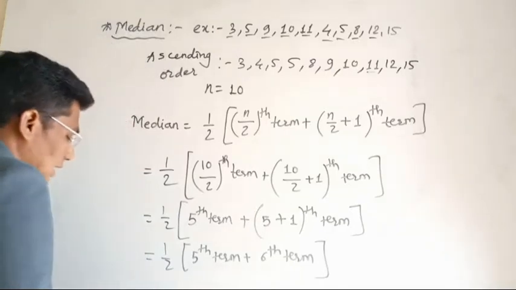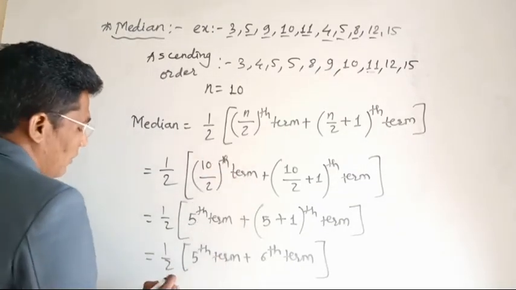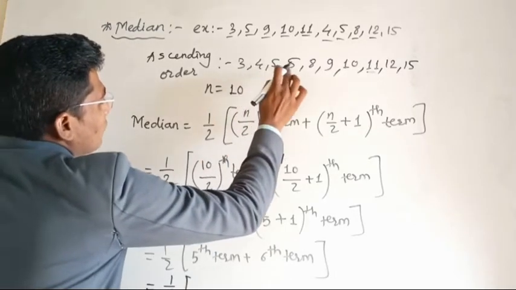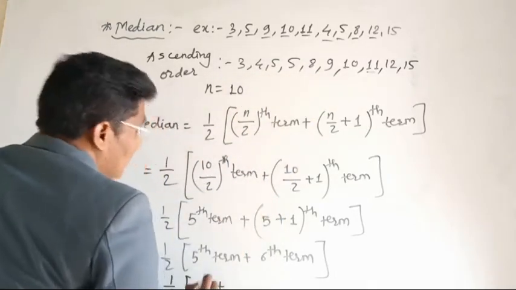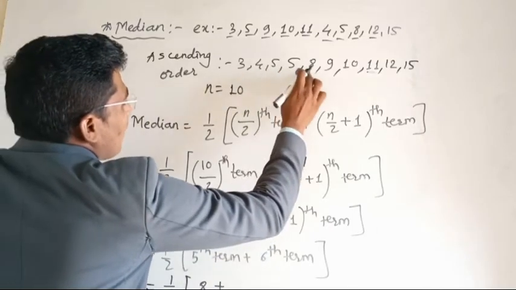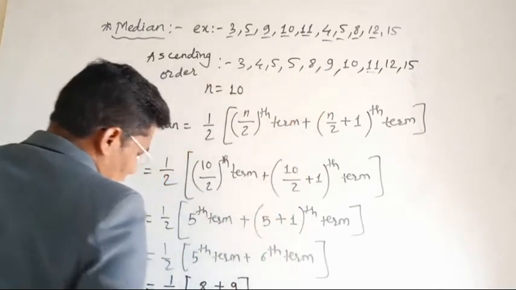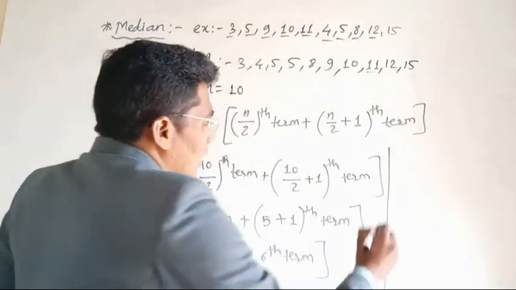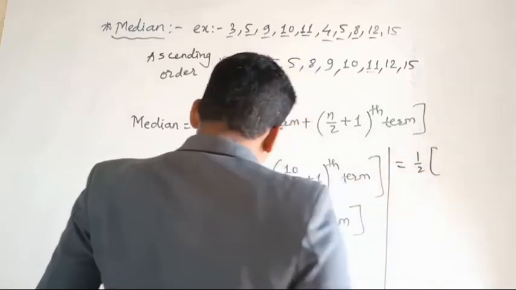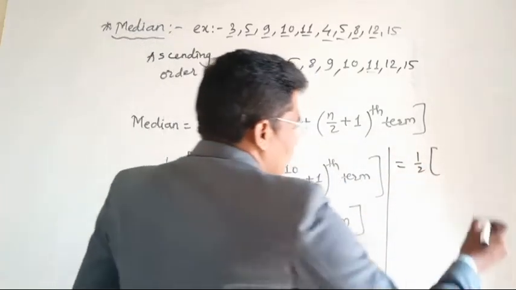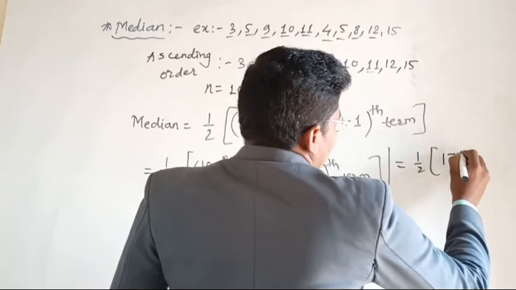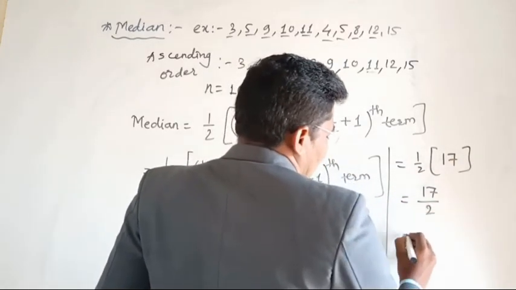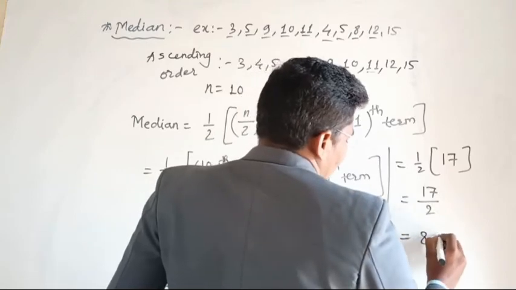So let us select from left to right. The fifth term will be 8, and the sixth term will be 9. So the values will be half into 8 plus 9, which is equal to 17 by 2, which is equal to 8.5.